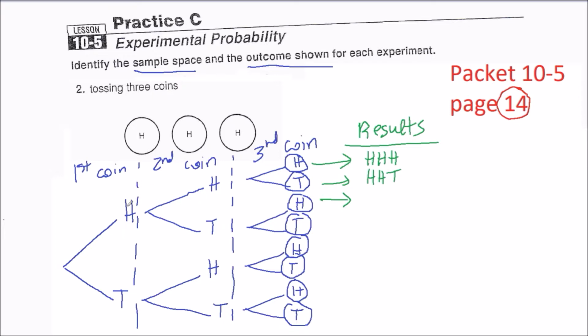So if I'm here, it was heads, then tails, then heads. Right here would be heads, then tails, then tails. Here, if I wind up right here, whoop, what are we doing? What's happening?